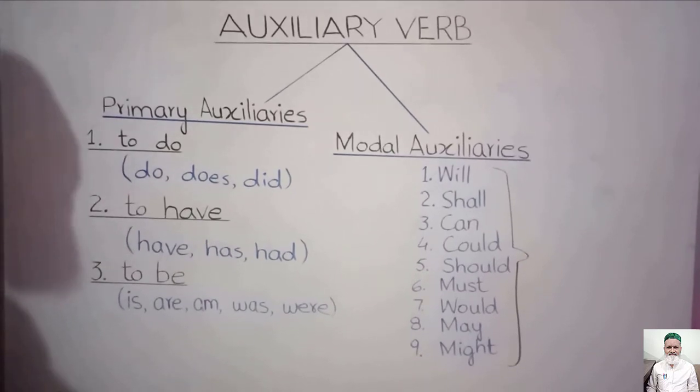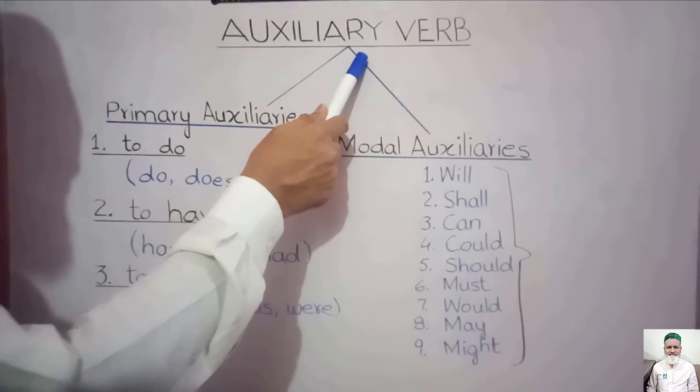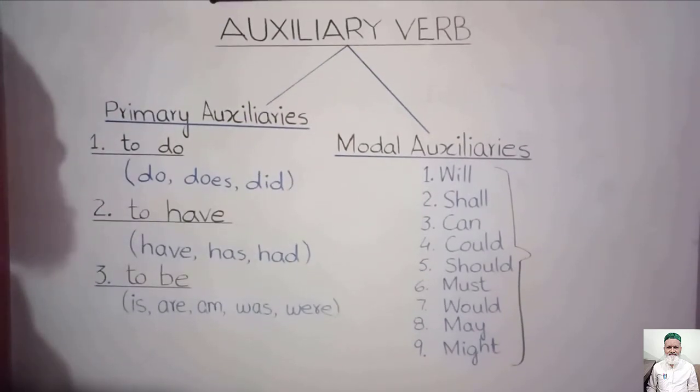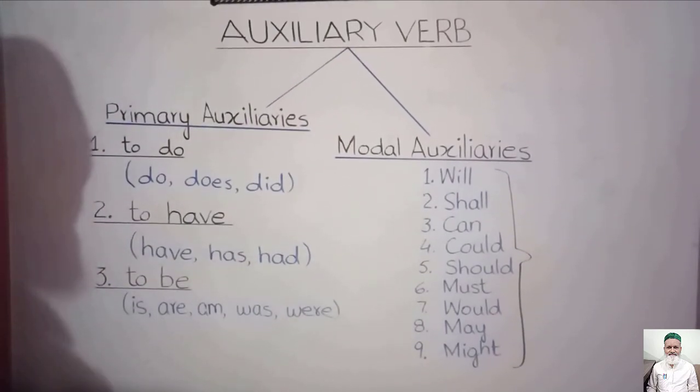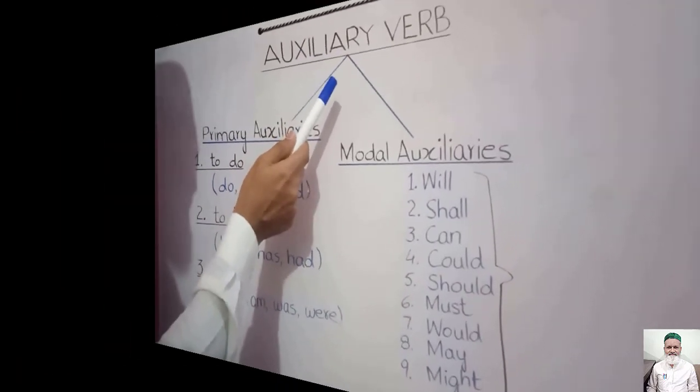Welcome to English EZee. Today we are talking about auxiliary verbs. Auxiliary means associative or helping. That's why these are also known as helping verbs.